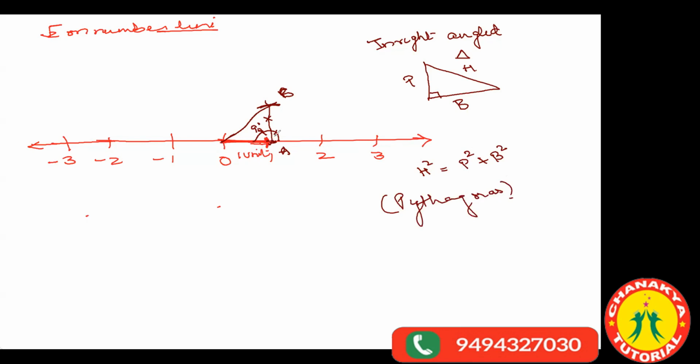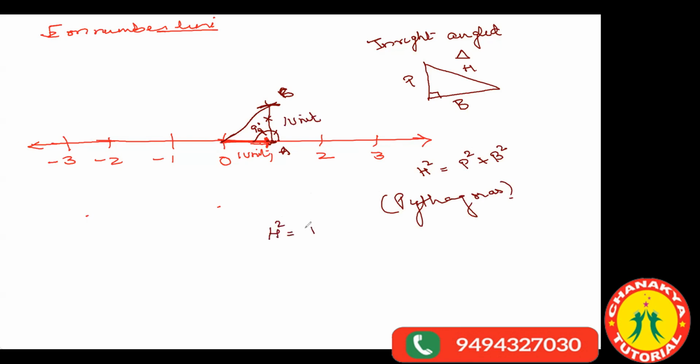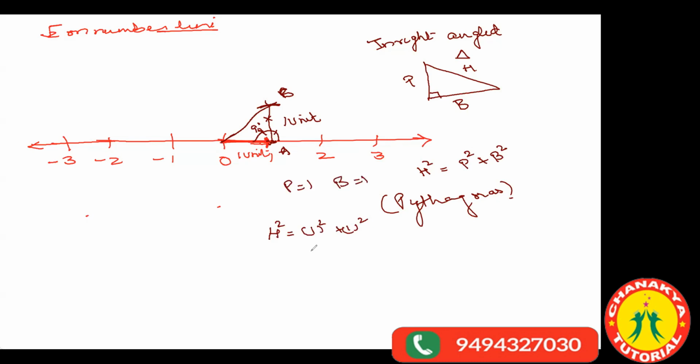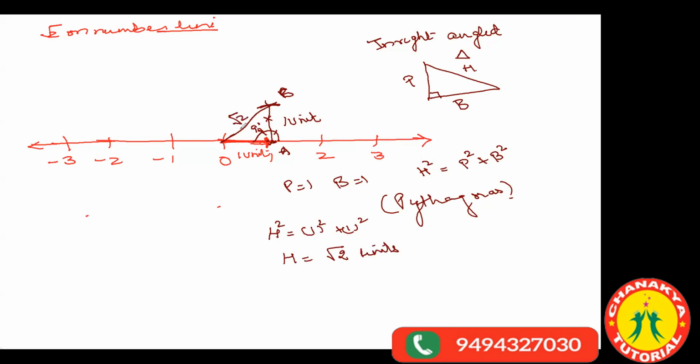Now see, here base is 1 and perpendicular is also 1. So it will be 1 square plus 1 square or not? Yes, ma'am. Because perpendicular is 1 and base is 1. Then value of h will be √2. Right? Yes, ma'am. So therefore, the length of this OB line segment is √2.